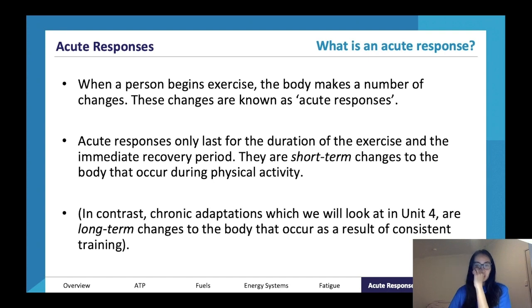So acute responses only last for the duration of the exercise and the immediate recovery period, and they are short-term changes to the body that occur during physical activity. We'll look at chronic adaptations in Unit 4, and these are actually long-term changes to the body that occur as a result of consistent training. But right now we'll be looking at acute responses, and there are quite a lot of them, so I will try and work through them a bit slowly.